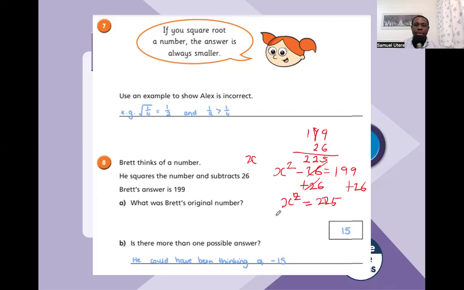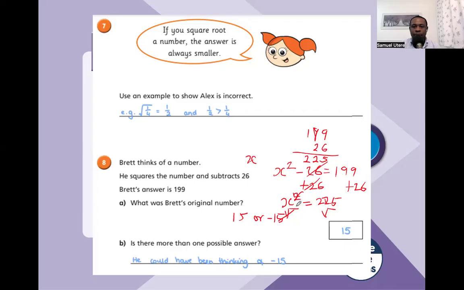Now, to get x, we need to do the square root of both sides. The square root on the left-hand side gets rid of the square. Now, remember, we're solving an equation, so two numbers would be the answer. So it is either the square root of 225 is 15, so it could be 15 or negative 15. However, if you think about your problem, you can see that if you square negative 15, you're going to get positive 225. And then if you subtract 26, you're going to get that number.